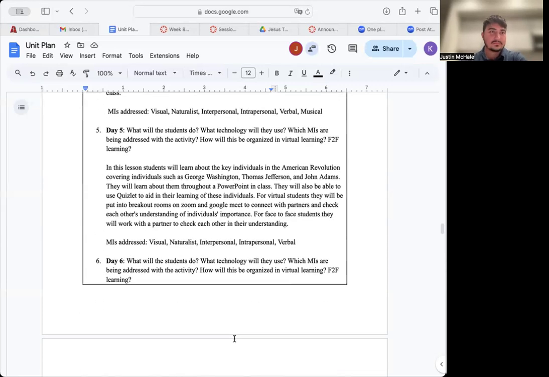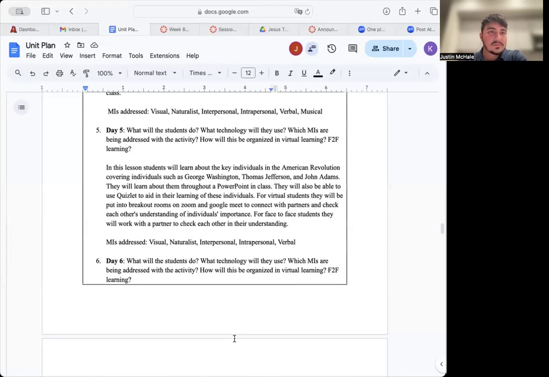For week five, they're going to be going over the key people in the American Revolution. So George Washington, Thomas Jefferson, and John Adams. They'll be using a Quizlet for this one. So learning about the key figures is kind of hard for students. So we'll be allowing them to use Quizlet to help them memorize and remember each individual.